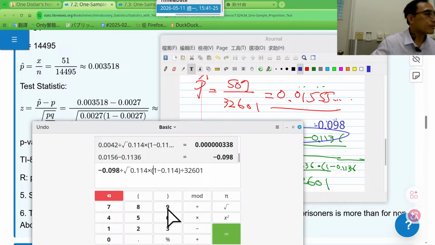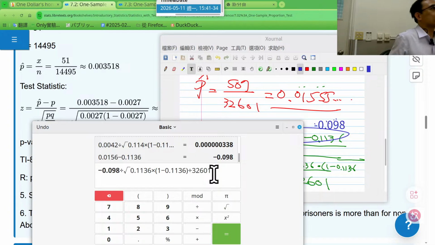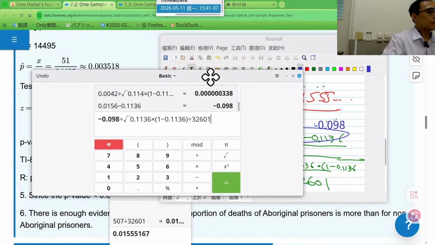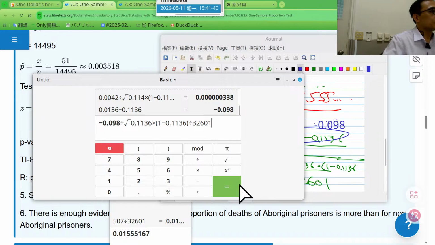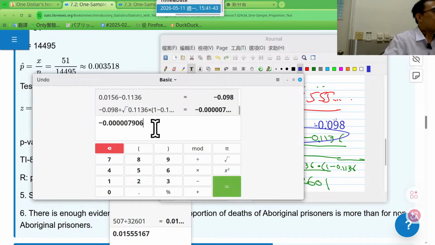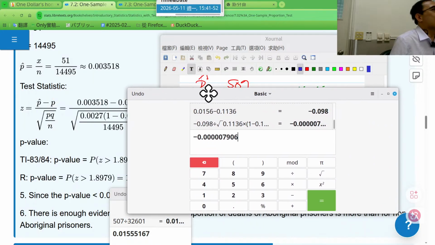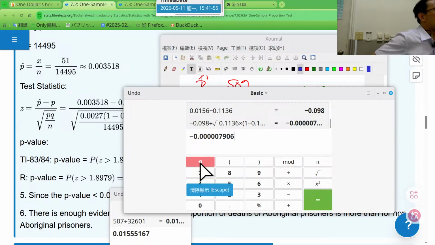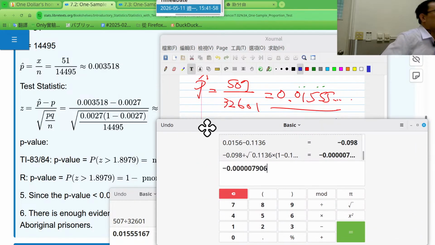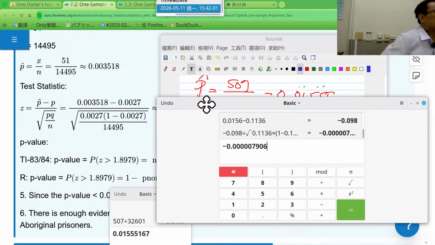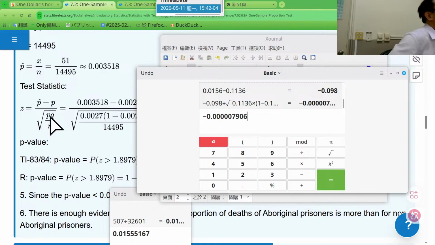Square root. Okay, is it okay? Then I press enter and get a number like this one. Very, very small. So we can say that it's smaller than 0.01, and we can reject the null hypothesis and accept the alternative hypothesis.